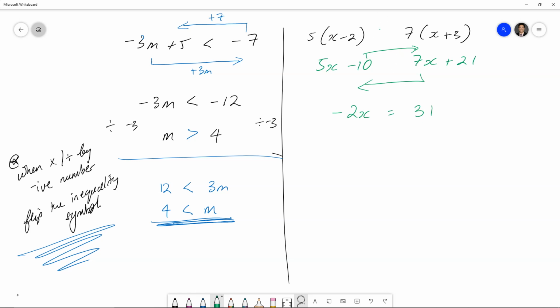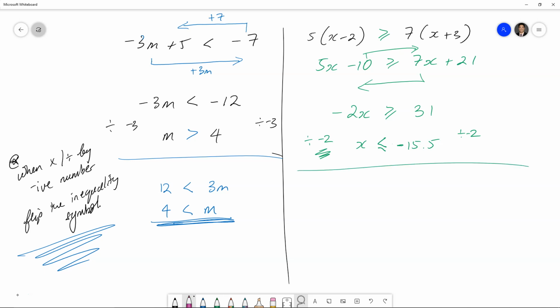Now, I'm going to reintroduce the symbols. So we've got negative 2x is greater or equal to 31. We're going to divide both sides by negative 2, and because we're dividing by a negative number, we're going to flip the symbol around. So x is now less or equal to 31 divided by 2, but a negative value, because we divided by negative 2. So negative 31 over 2, or we could say negative 15.5. If the question doesn't specify what format, decimal or fraction, it's really up to you.